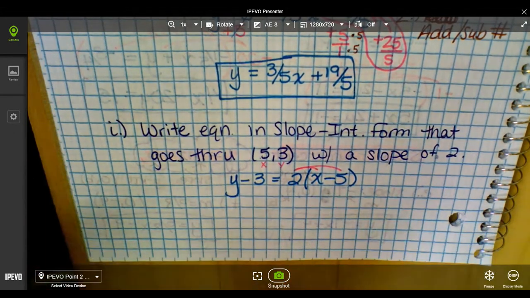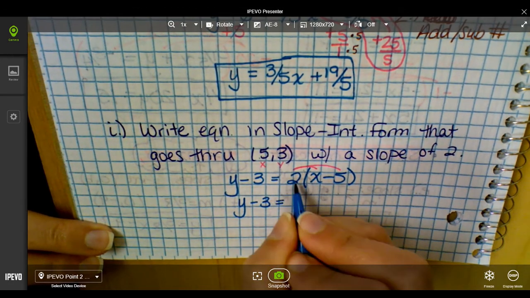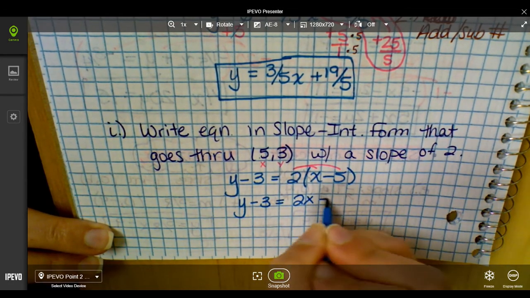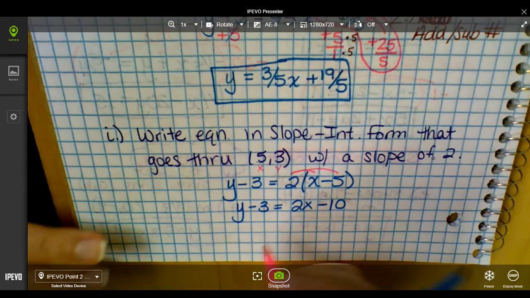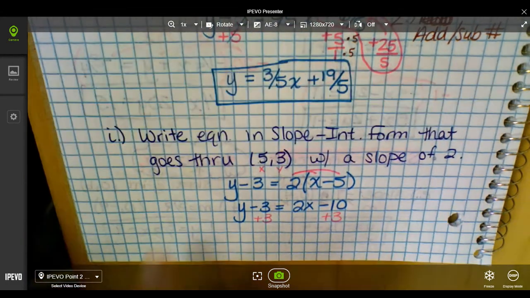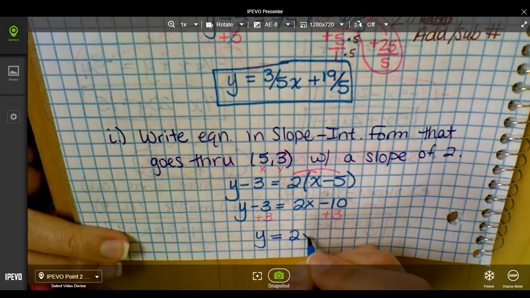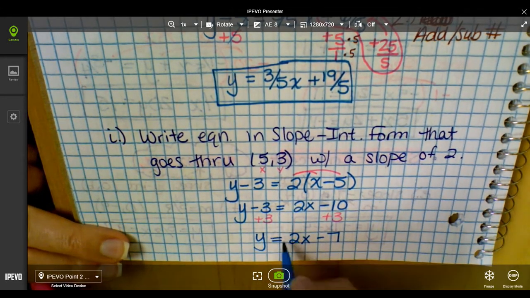Distribute my slope first, 2-step process. Always a 2-step process to go from point slope into slope intercept. Distribute first, so 2x minus 10. And then add your 3. Add whatever number is stuck on the left side with your y. So in slope intercept form, I have y equals 2x minus 7.